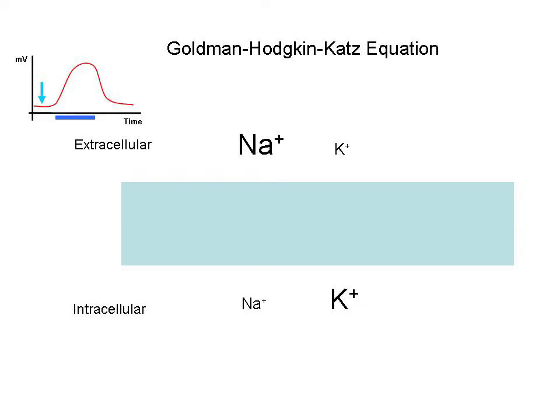And as you can see, at the time when the light blue arrow indicates, the cell is at its resting potential. Resting potential is usually equal or very close to the potassium equilibrium potential, or potassium Nernst potential.